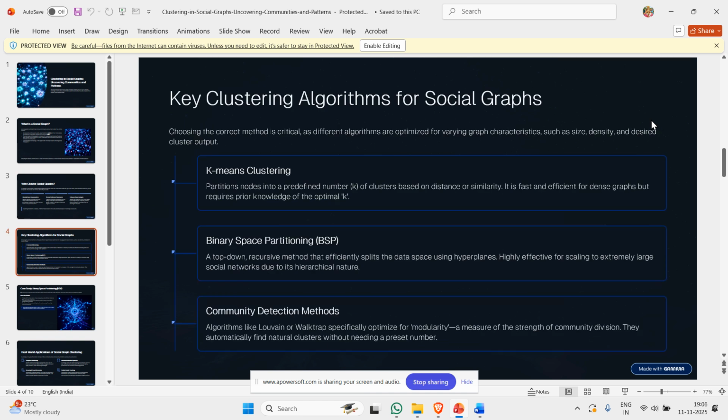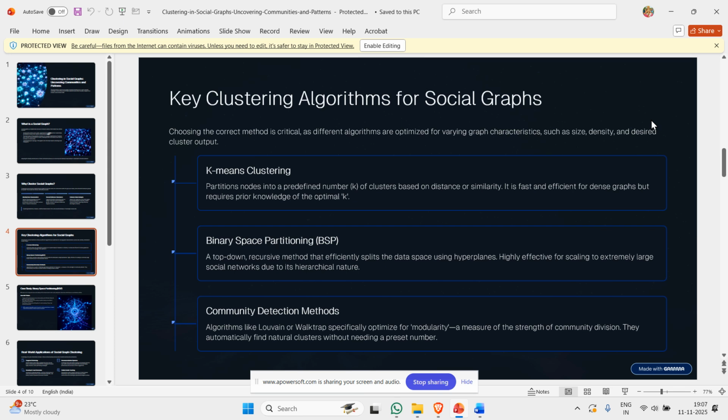Key clustering algorithms for social graphs. Choosing the correct method is crucial as different algorithms are optimized for varying graph characteristics such as size, density, and desired cluster output. K-means clustering partitions nodes into a predefined number K of clusters based on distance or similarity. It is fast and efficient for dense graphs but requires prior knowledge of the optimal value of K.